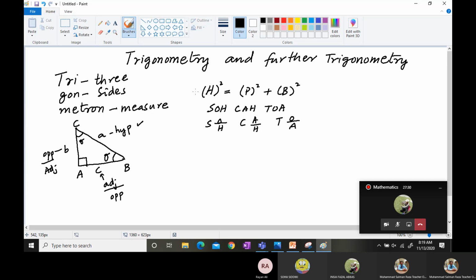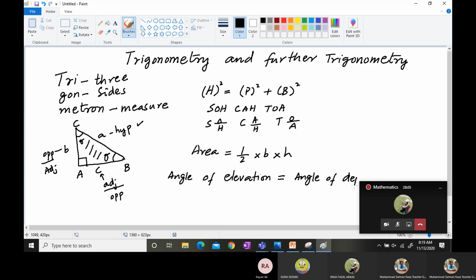Besides this, we work on the area, and it is usually half into base into height. We use half into base into height to find the area of this whole right angle triangle. Two more things are angle of elevation, which is equal to angle of depression.